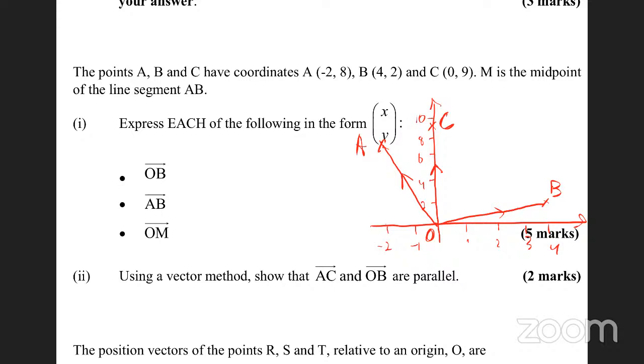All right. Let's see what you came up with. OB, real easy. All you have to do is write the point like a vector. That's all. 4, 2. Right? AB, draw a line from A to B.